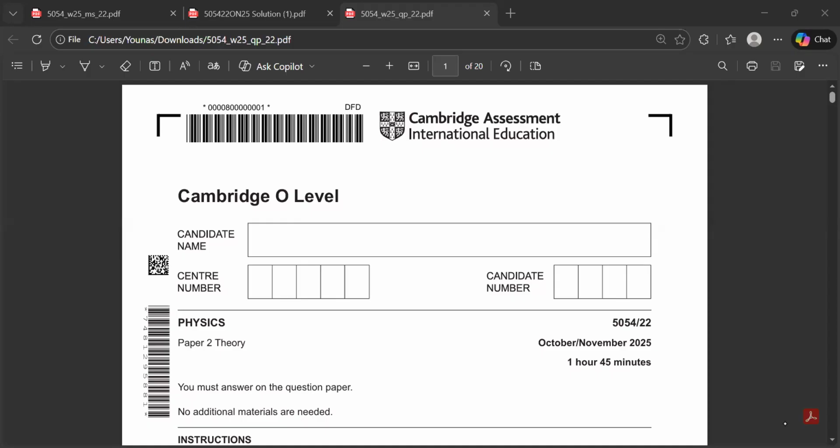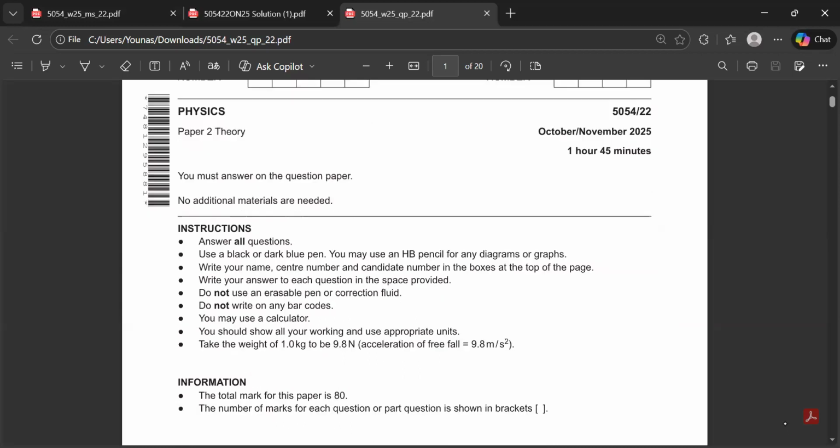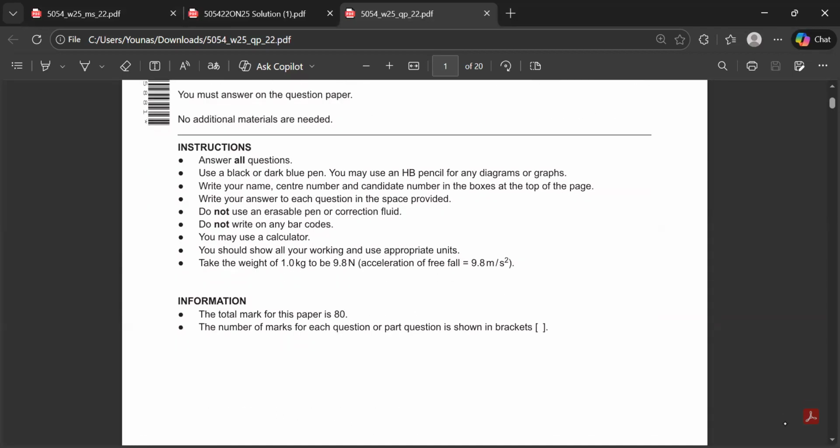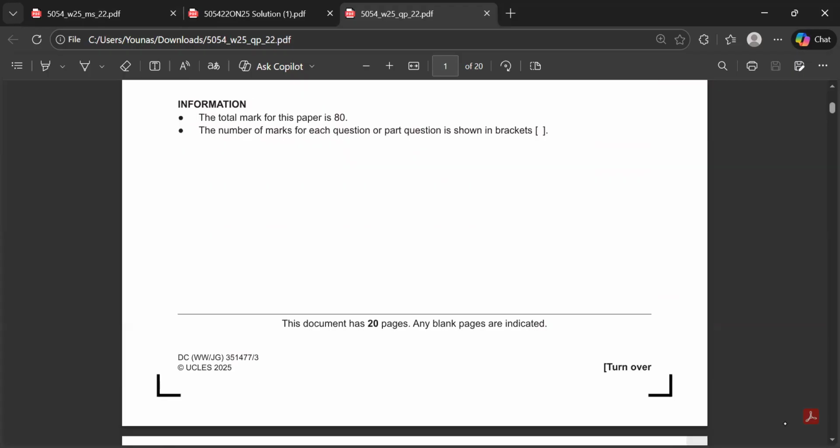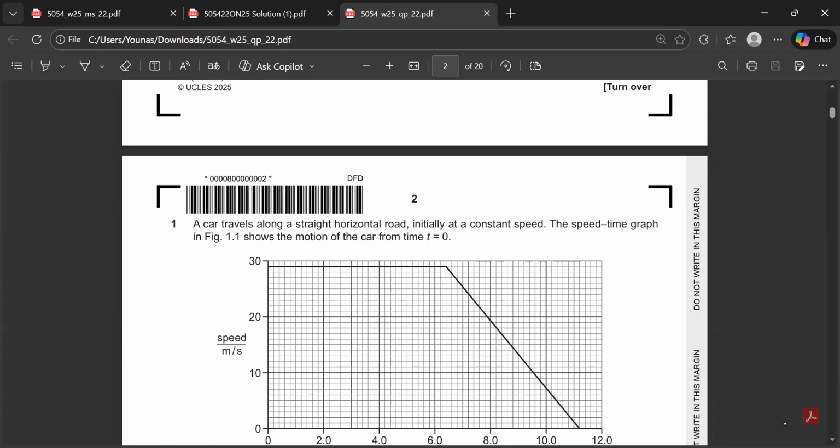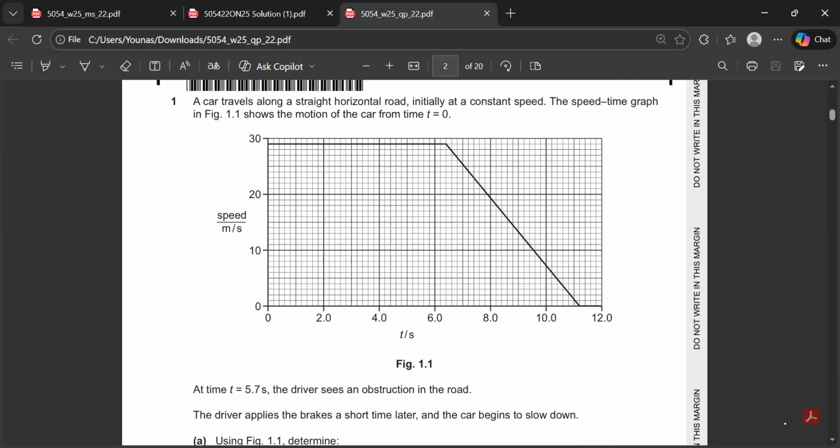The subject is Cambridge O Level Physics, and the code of the subject is 5054. Today we have set our hearts to solve Paper 2 of this subject, for which we have selected 5054 October/November 2025. The time allowed for this paper is 1 hour and 45 minutes, and the total marks are 80. The g value in this paper we will take as 9.8. Question number 1 is showing up on your screen.